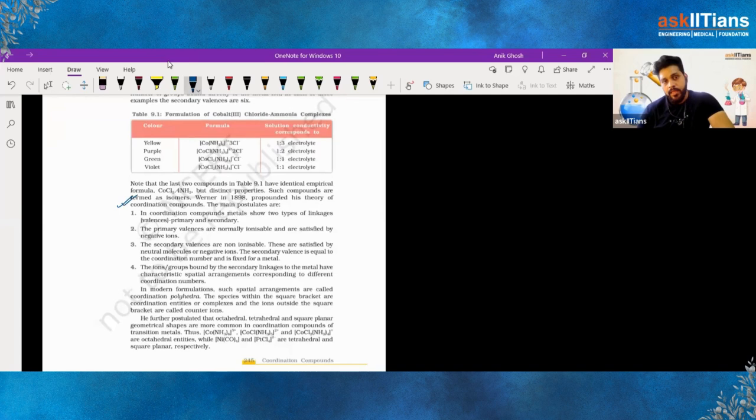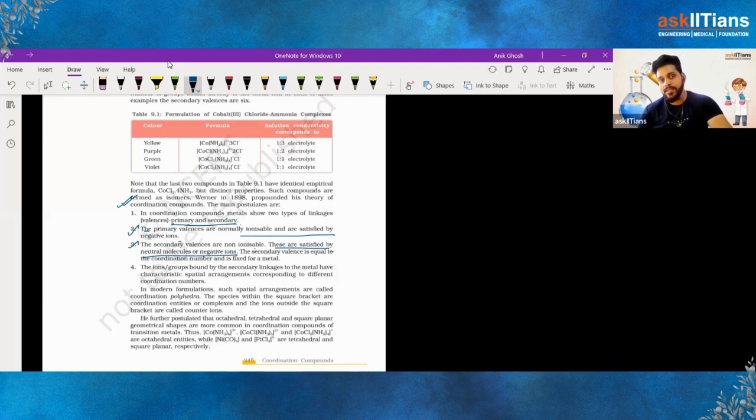Now see. In coordination compound, the metal shows two types of linkages or valencies, primary and secondary. So let's just read all the points first, then I'm gonna go back and explain this. So there are two types of valency, one is primary, one is secondary. The second thing they're saying that primary valences are normally ionizable and are satisfied by the negative ions. Then the third point is saying that the secondary valences are non-ionizable. These are satisfied by the neutral molecules or the negative ions.